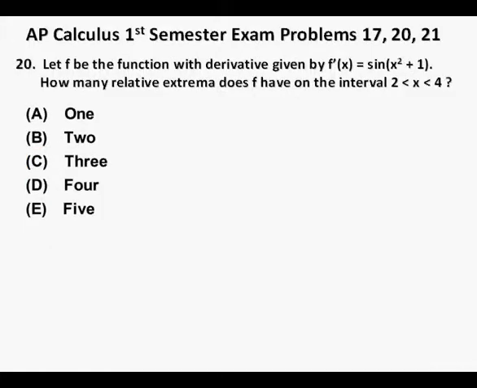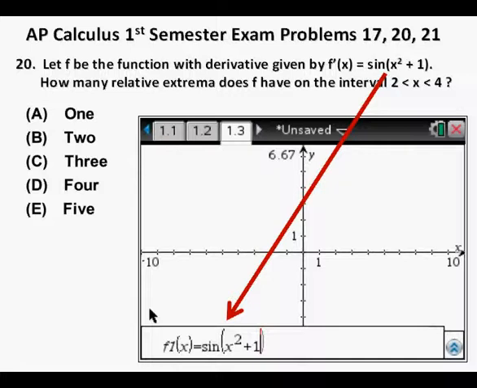Problem 20. Let f be the function with derivative given by f prime of x equals the sine of the quantity x squared plus 1. How many relative extrema does f have on the interval x greater than 2 and less than 4? And we have our 5 answer choices below. The best way to do this, I think, is to graph f prime of x and then do our evaluation.